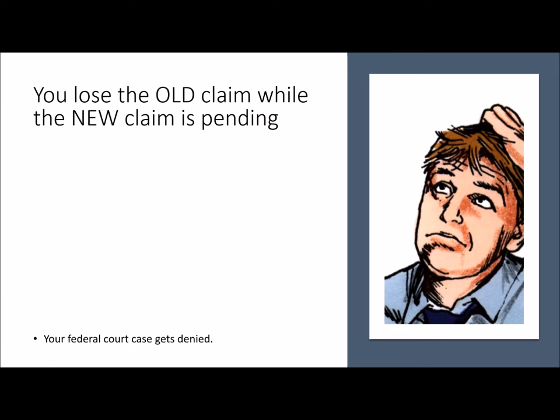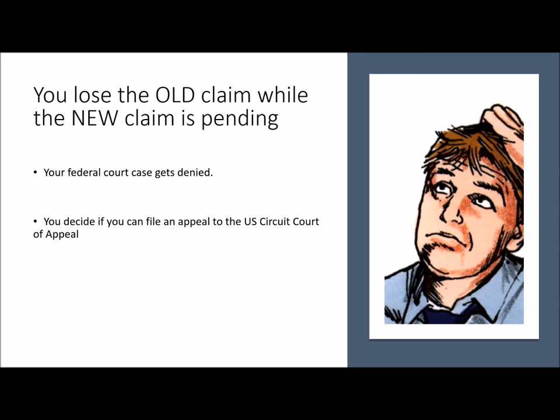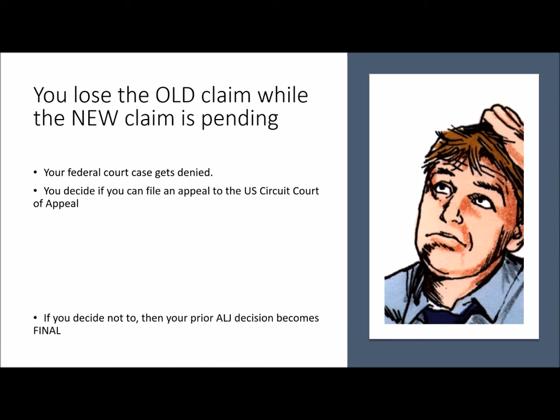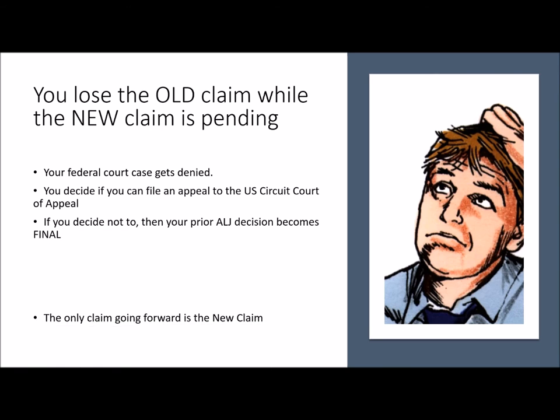Okay, so you lose the old claim while your new claim is pending. This is where your federal court case gets denied by the United States District Court. You then decide if you can file an appeal to the United States Court of Appeals. If you don't, then your prior ALJ decision becomes final. So the only claim that you have going forward is the new claim.